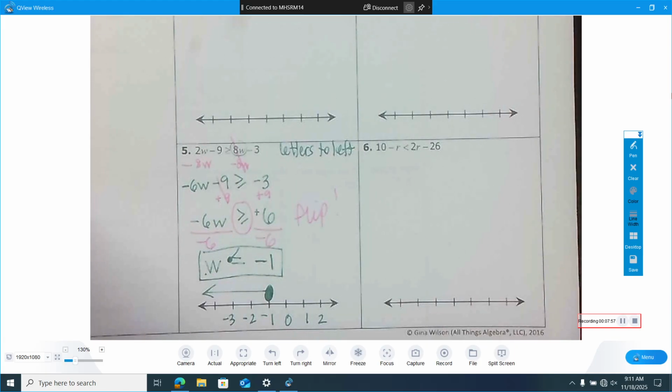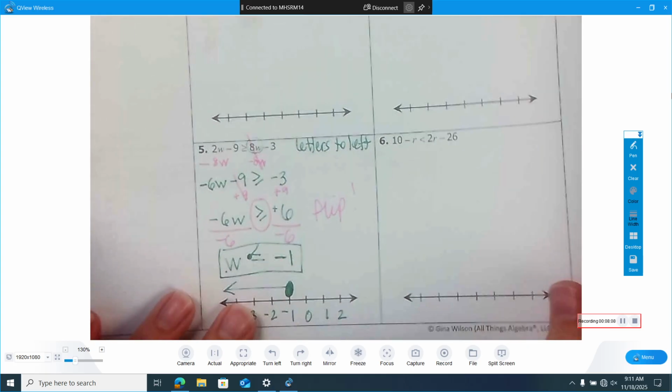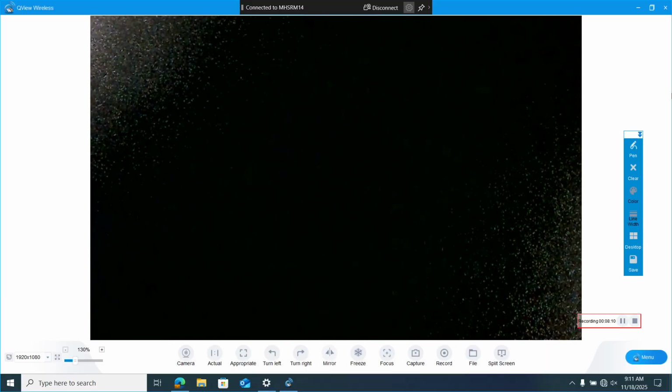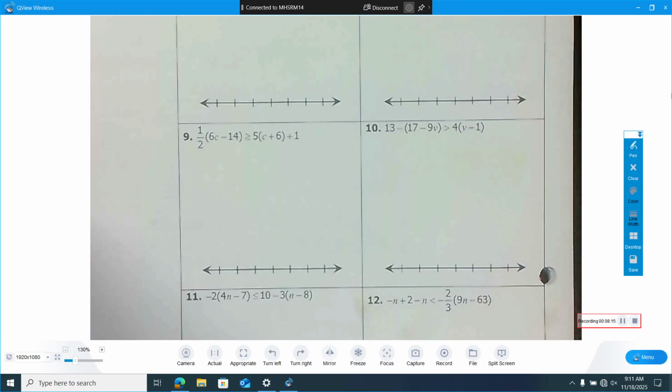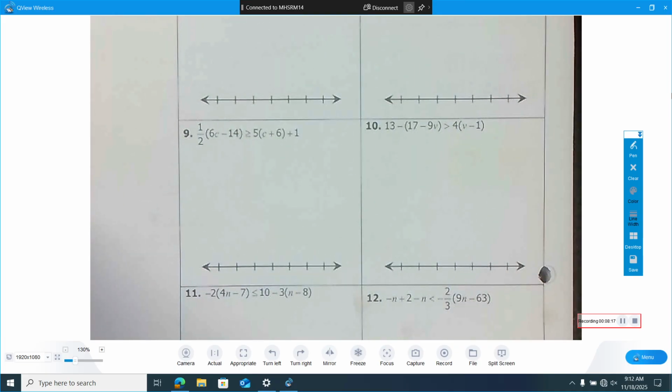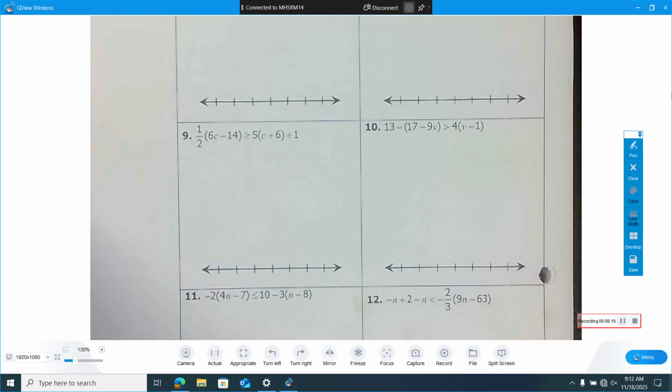All right, how are you doing? Are you doing okay? Yeah, is this pretty easy? It's a great review, though, solving equations. Like, it's really getting it all in there. All right. Let's turn the page, and I really like number 9 and 10.